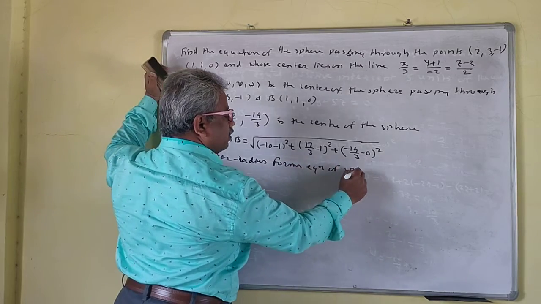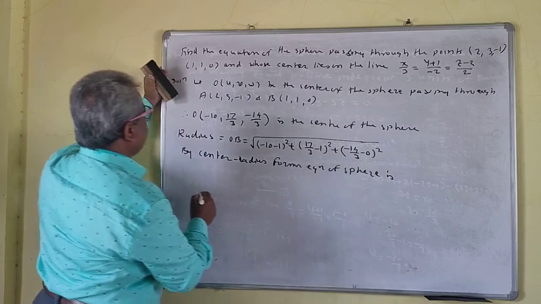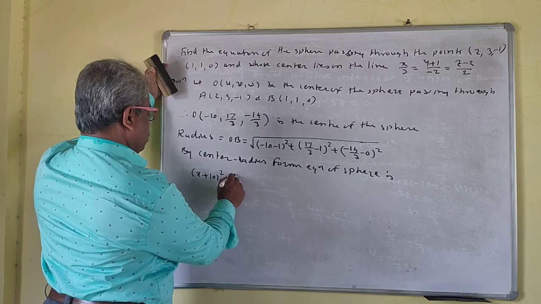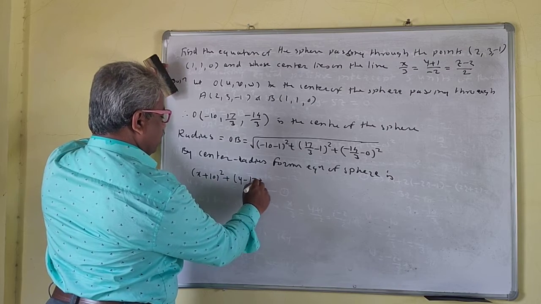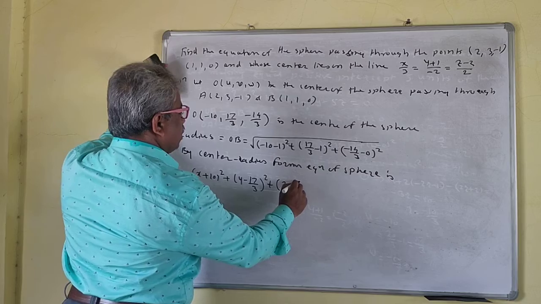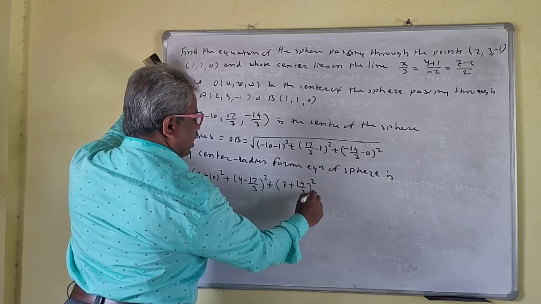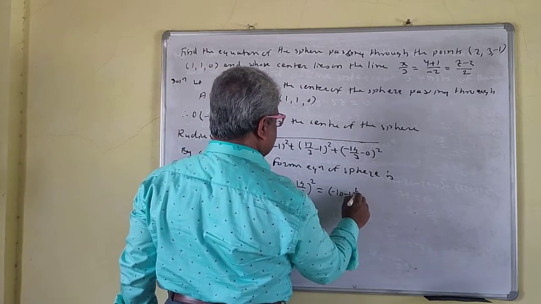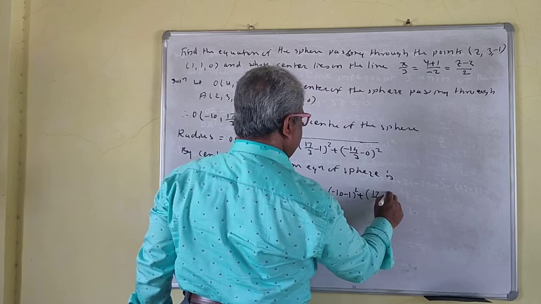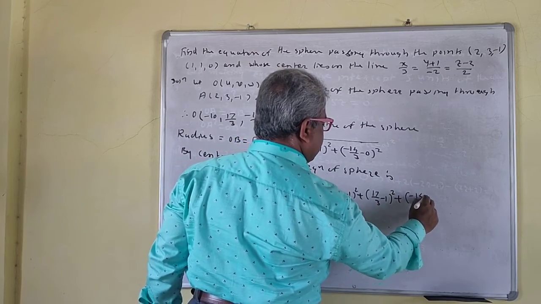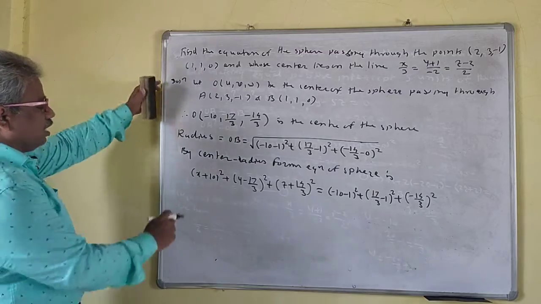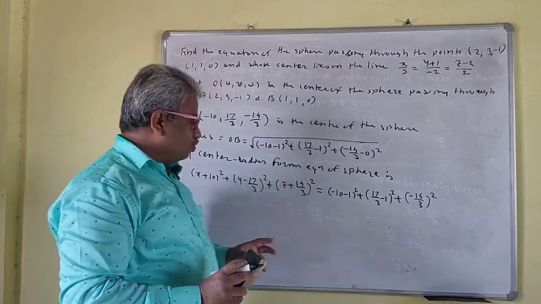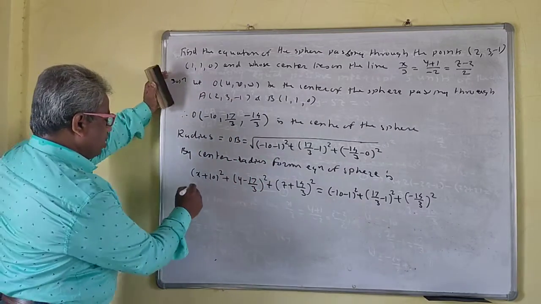By center radius form, equation of sphere is (x plus 10) whole square, (y minus 17 by 3) whole square, (z plus 14 by 3) whole square is equal to r square. So this is (minus 10 minus 1) square, (17 by 3 minus 1) square, (minus 14 by 3) square. Now see here, 10 square, 17 square by 3 square, 14 square by 3 square, they get cancelled. So only we have to collect the middle term and the last term.